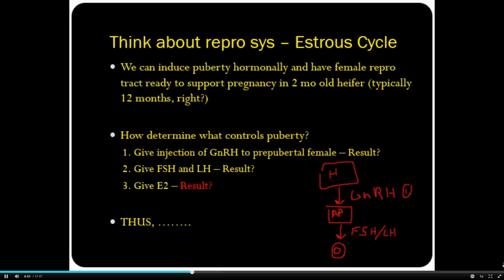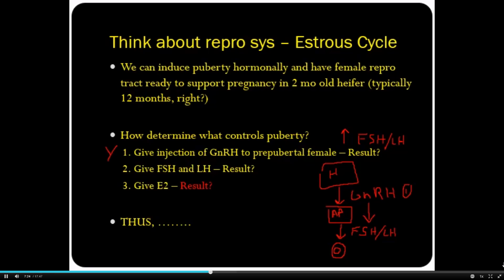So what was the result? It's actually what we would expect in a mature female. We got an increase in FSH and LH. So when we gave a shot of GnRH, it caused the anterior pituitary to release FSH, LH. That is what we would expect. So I'm going to put over here, in terms of a mature female, we got what we expected. GnRH caused the release of FSH and LH.